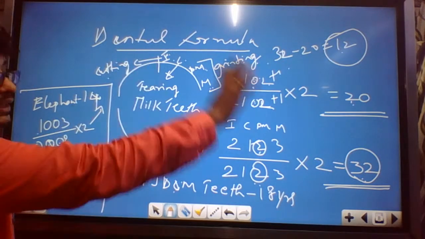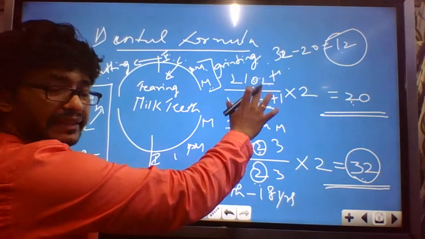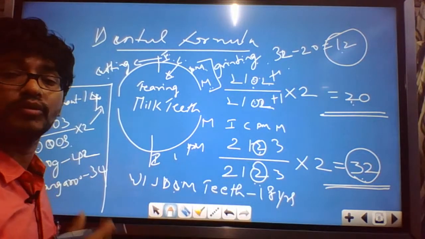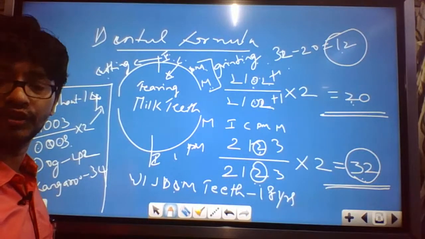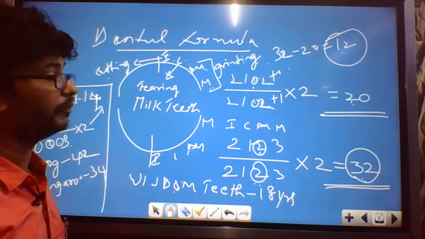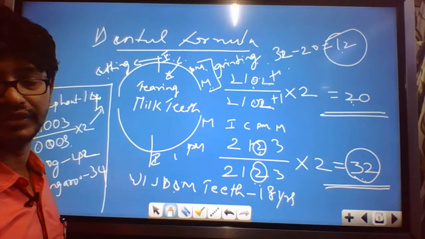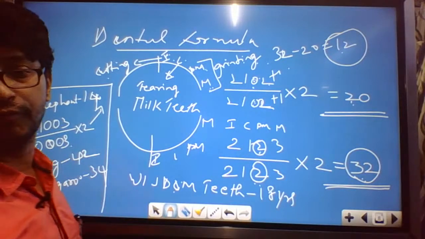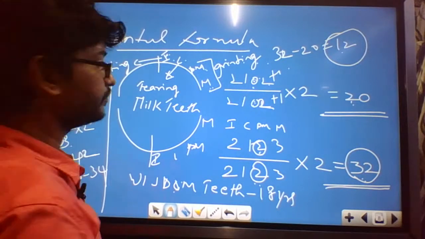So how will most questions come? They may ask the dental formula for the milk teeth, or the dental formula for human beings, or sometimes monophyodont, diphyodont, thecodont. Questions come from these basics. Human beings have got 32, but dogs have 42, and kangaroo you could see 34. Okay, right.